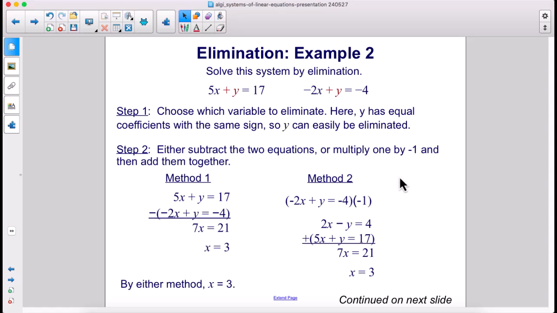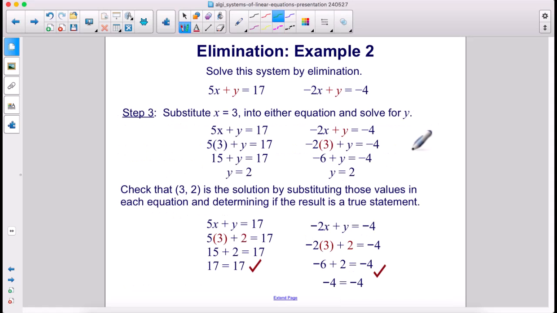Step 1. Choose which variable to eliminate. Here, y has equal coefficients with the same sign, so y can be easily eliminated. Step 2. Either subtract the two equations or multiply one of them by negative 1 and then add them together. By either method, we find that x equals 3. Step 3. Then we substitute x equals 3 into either equation, and we solve for y. We get y equals 2.